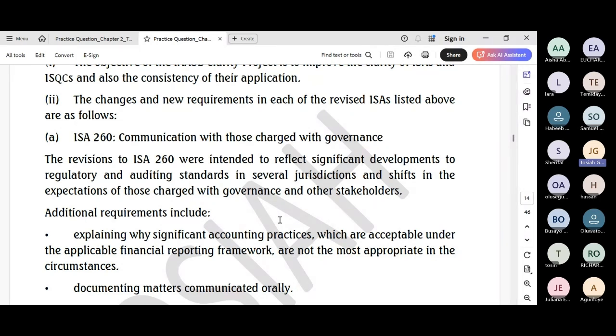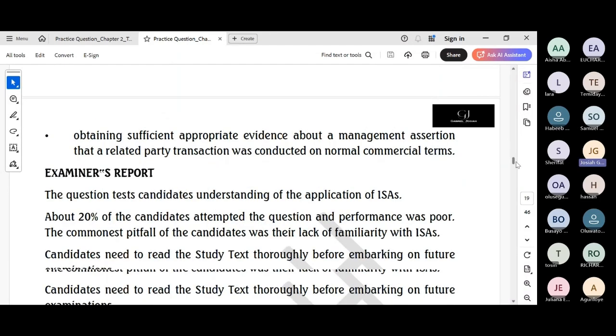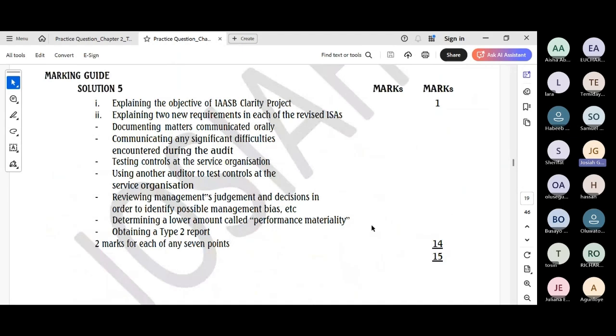The marking guide, however, is a bit unusual. Let me see the marking guide. I think the marking guide provided 2 marks each, wow, for the 7 points. So 2 marks each for the 7 points from across all the listed ISAs, which implies a flexible approach rather than strictly 2 marks per ISA. Okay, so if I write, maybe I have no choice than to choose that question. The core aim of the Clarity project actually is to provide clarity, of course.